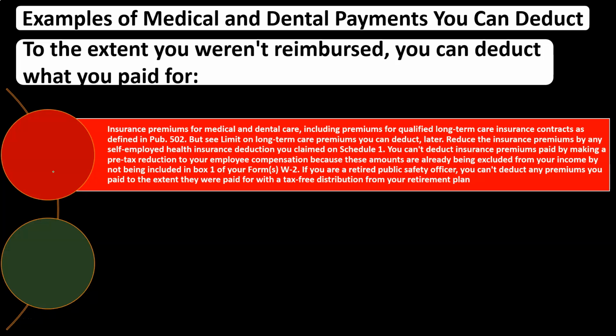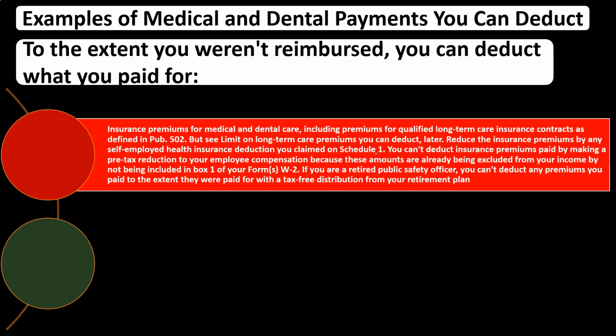So, insurance premiums for medical and dental care, including premiums for qualifying long-term care insurance contracts as defined in Publication 502. But see the limitation on long-term care premiums you can deduct later. Reduce the insurance premiums by any self-employed health insurance deduction you claimed on Schedule 1. So if it's a self-employed deduction, then you might be able to claim it on Schedule 1, as we talked about in a prior presentation. You can't double dip on the deduction, both on Schedule A and on Schedule 1, is the general rule.